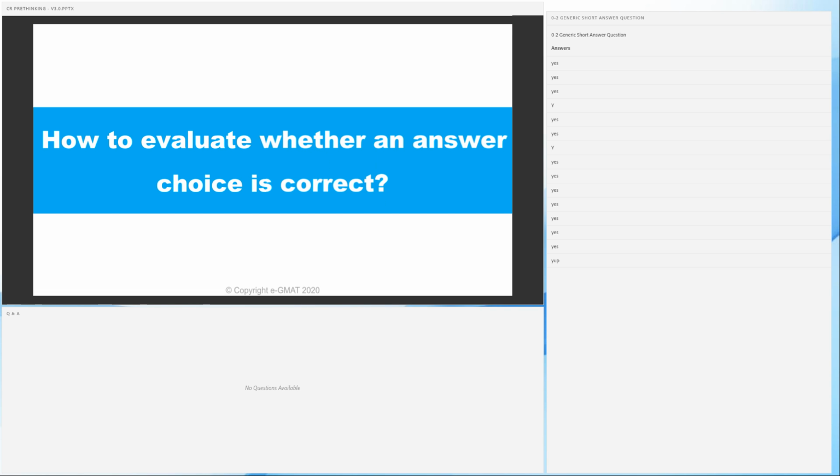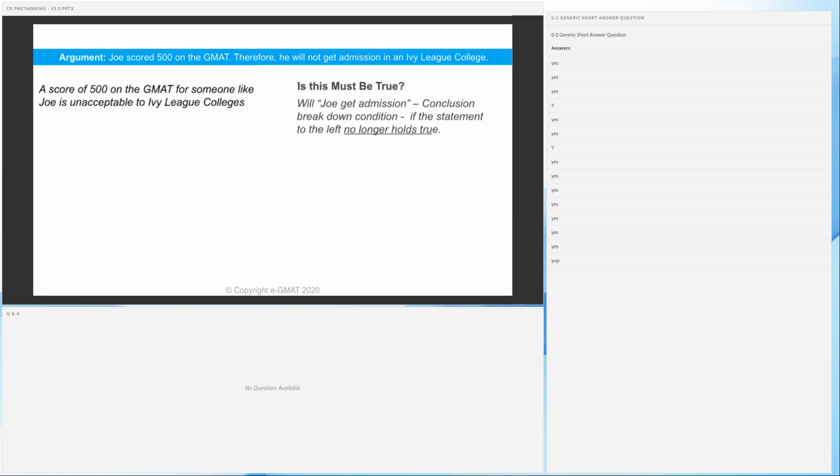All right, so let's figure out how to evaluate whether an answer choice is correct. Okay, so I'm going to go through this process. It will feel very laborious, but as you follow this process again and again, it will become second nature. So bear with me for some more time. Let's take an answer choice that we said is our correct assumption. A score of 500 on the GMAT for someone like Joe is unacceptable to Ivy League colleges. If you have to evaluate this answer choice and say, is this a correct assumption, you're going to ask this question: does it satisfy the must be true condition?